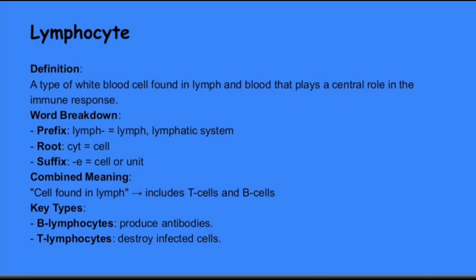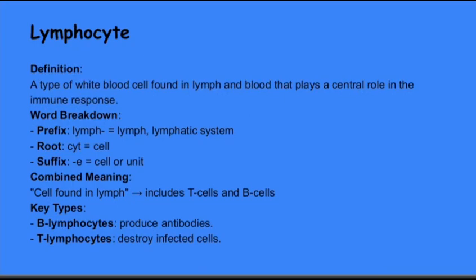The second term is lymphocyte. A lymphocyte is a type of white blood cell. It is one of the main defenders in our immune system, and it is found both in blood and lymph. Let's break it down. The prefix lymph means lymph, so it is related to the lymphatic system. The root cyt means cell, and the suffix e just identifies it as a cell. So lymphocyte literally means cell found in lymph.